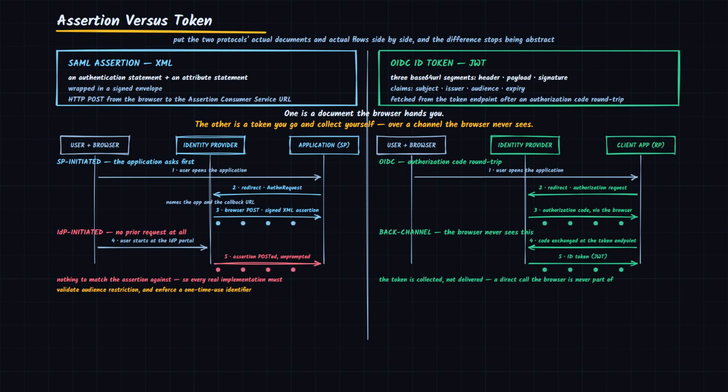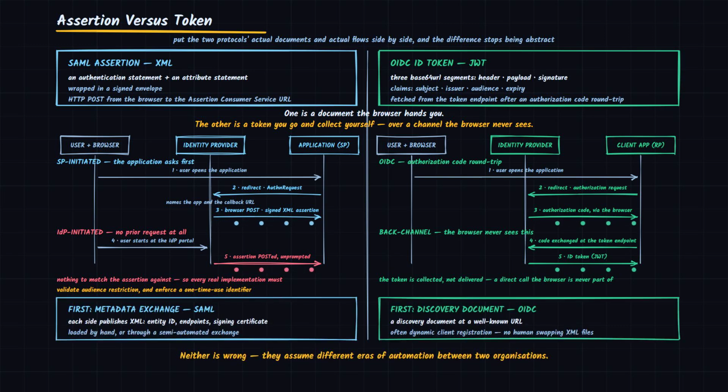And an administrator on each side typically loads the other's metadata by hand or through a semi-automated exchange. OIDC's version is lighter weight, a discovery document at a well-known URL, plus, in many deployments, dynamic client registration that doesn't require a human to manually swap XML files at all. Neither approach is wrong. They're built for different eras of how much automation you could assume between two organizations that had never talked to each other before.